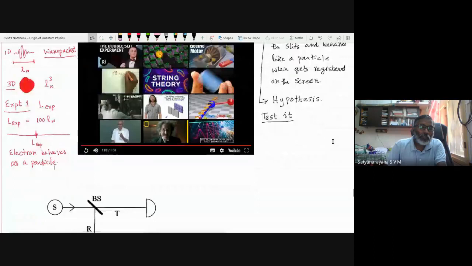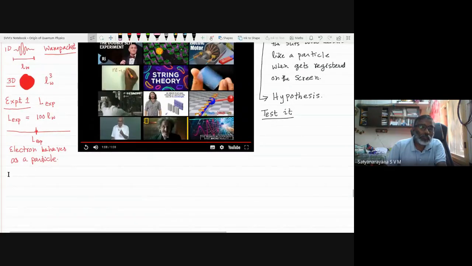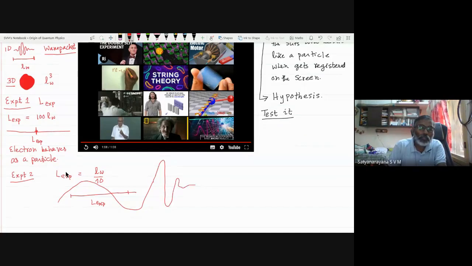Now let's look at another experiment, experiment two. Let this L experiment be LW by 10. That means this L experiment is smaller than LW, and this whole length is LW. Now, if this is your L experiment, how will this particle look? In the whole thing, the particle will have a shape like this.